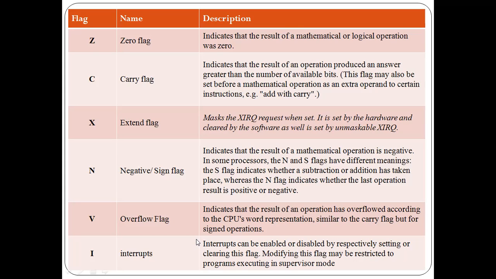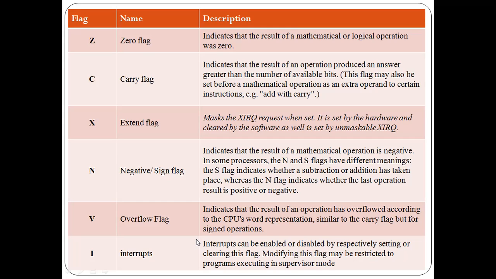Capital X is the extend flag, which masks the XIRQ request when set. It is set by the hardware and cleared by the software as well. It is set by an unmaskable XIRQ. Capital N is the negative sign flag, which indicates that the result of a mathematical operation is negative. In some processors, the N and S flags have different meanings. The S flag indicates whether a subtraction or addition has taken place, whereas the N flag indicates whether the last operation result is positive or negative.